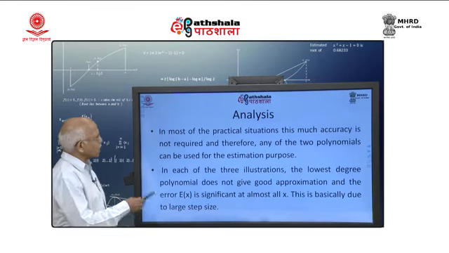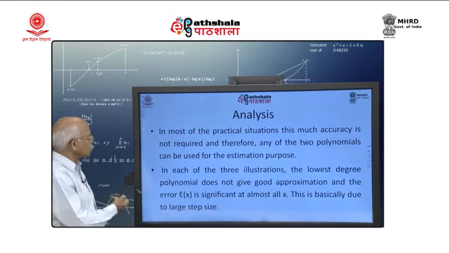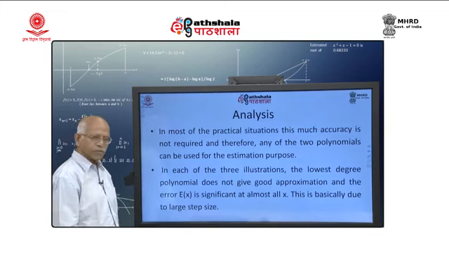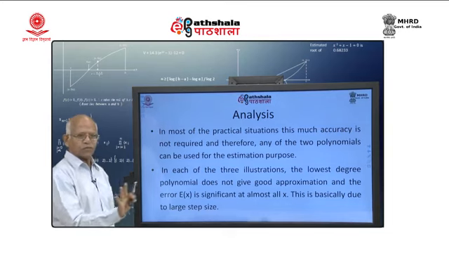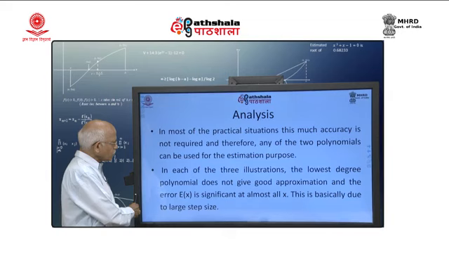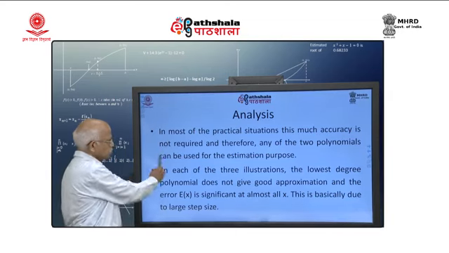In most practical situations, this much accuracy is not required, and therefore, any of the two polynomials can be used for the estimation purpose. So, that means there is no difference between backward and forward as far as estimation is concerned here. That is my first observation.